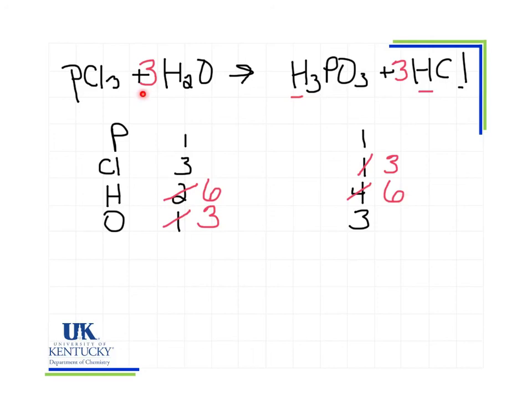On the left side I have 3 oxygens because I have 3 water molecules, and on the right I have 3 oxygens because of the subscript of 3. So now I've gone through and balanced my chemical equation, I've checked everything, and my reaction is now complete.